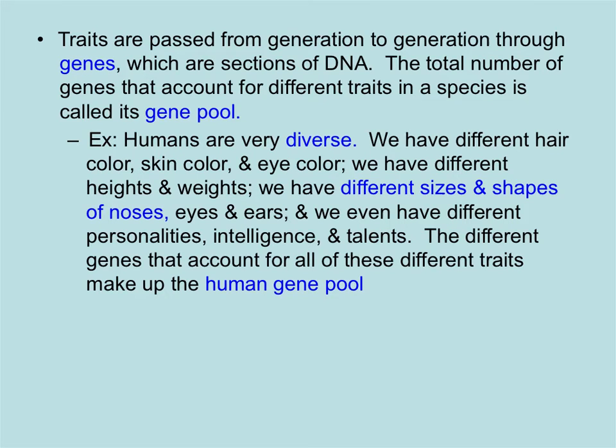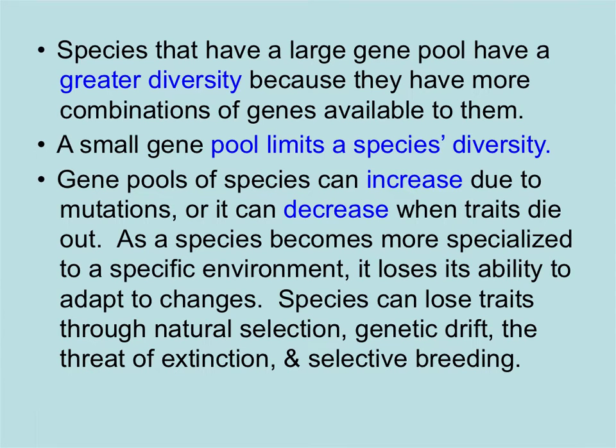So all the different genes that account for all these differences in humans make up the human gene pool. Species that have a large gene pool have more diversity because they have more choices of genes. They have more combinations of genes or alleles available to them. So a smaller gene pool is going to limit the species diversity.